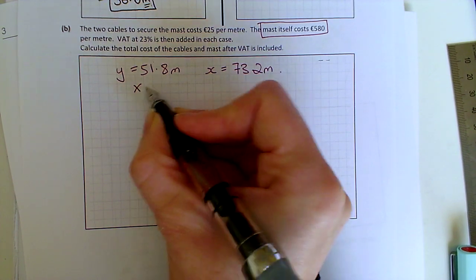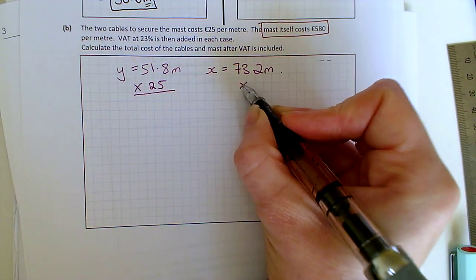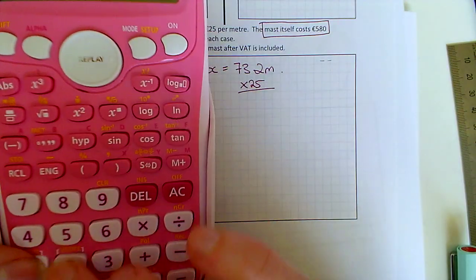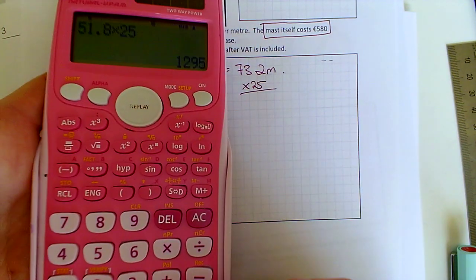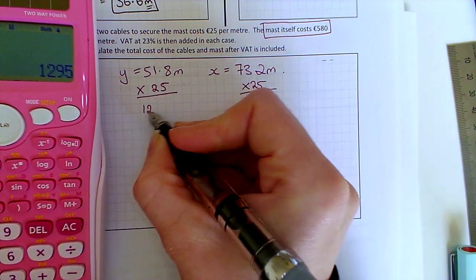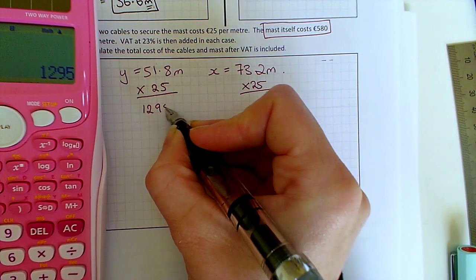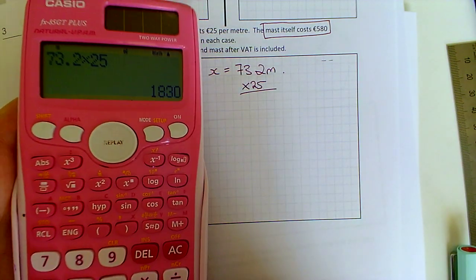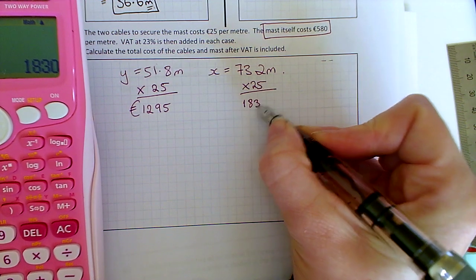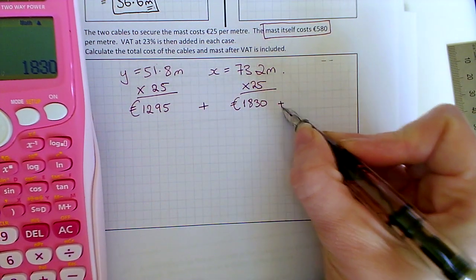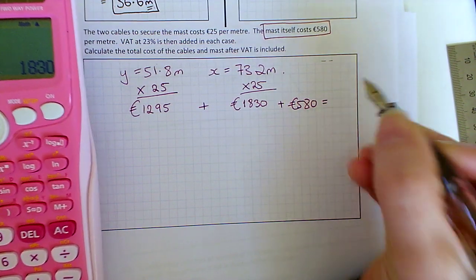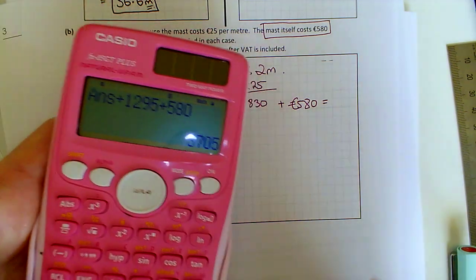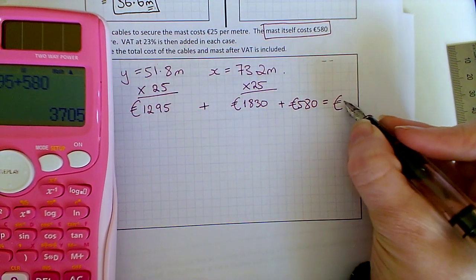We multiply each of these by 25 to get their cost. So 51.8. You could add them together and then do it, or we can just do it bit by bit. So this cable is expensive, €1,295. 73.2 by 25 gives me €1,830. And we're adding that, and we're adding 580 to give us a total cost of 3,705 before VAT.